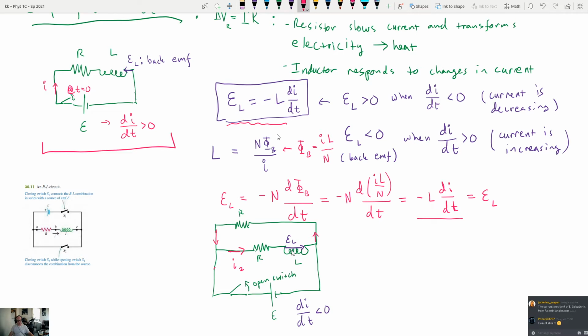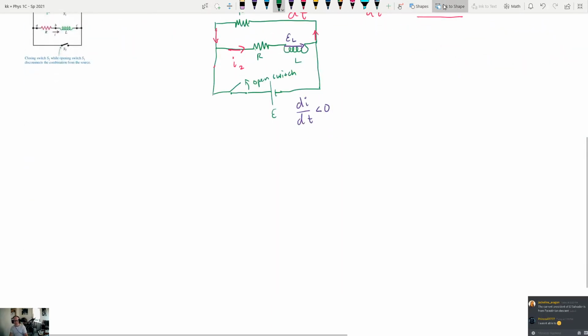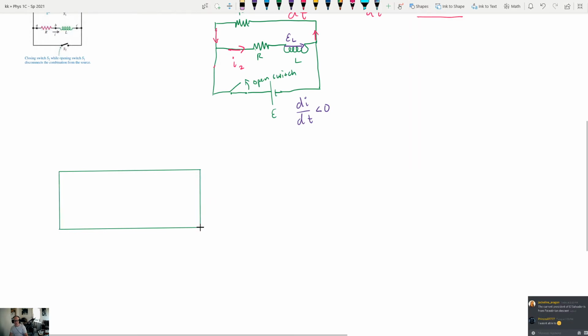Should we do a calculation to see how big this might be? Sure. Okay, so let's see if we can concoct an example. We're going to make a circuit, and we'll just keep it simple. We put two things in here. One's going to be a resistor. One's going to be an inductor.